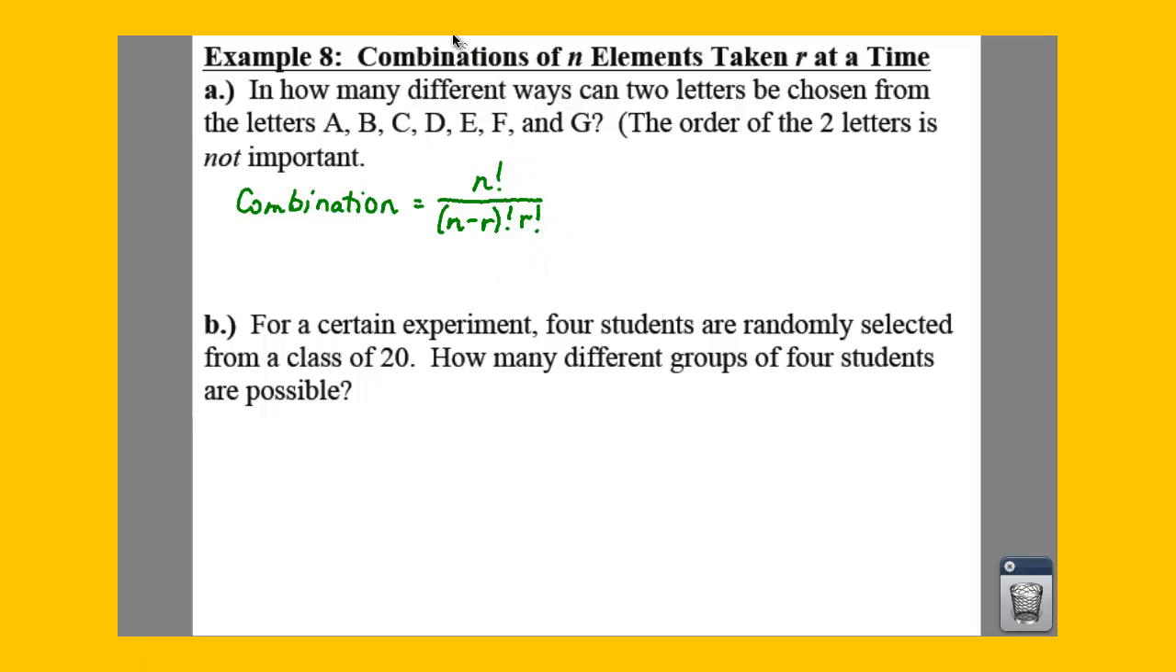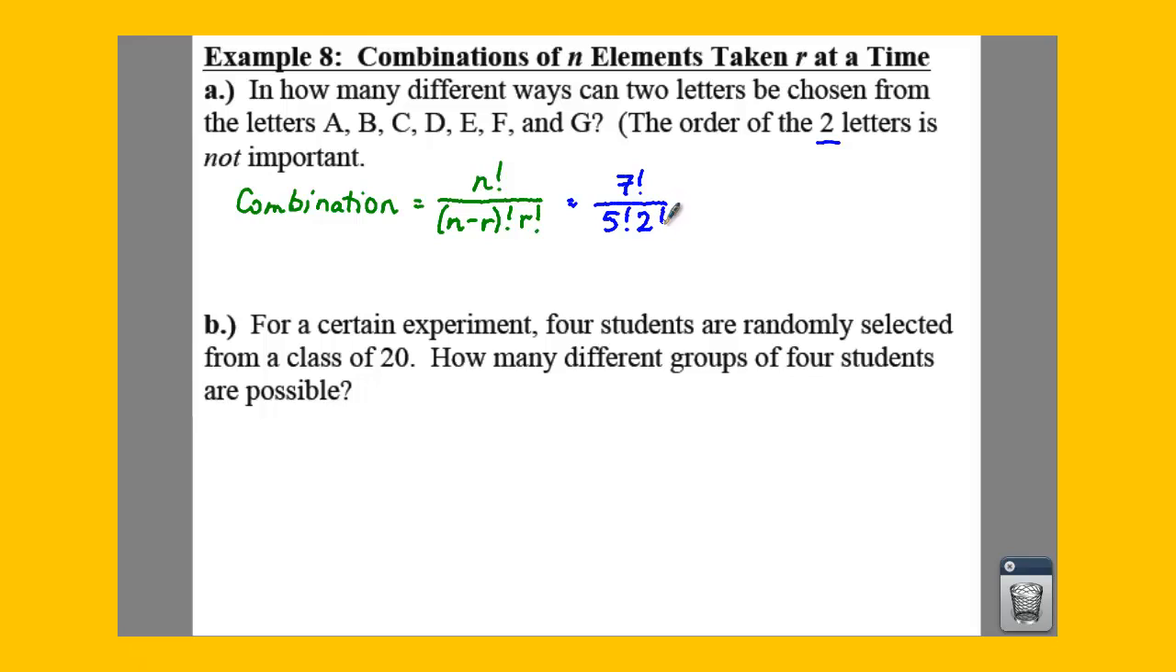So let's look at our numbers. Well, we have a total of 1, 2, 3, 4, 5, 6, 7 letters. So we're going to have a 7 factorial up top, all over, well, we're going to try to find the order of two letters. So we're going to say 7 minus 2 gives us a 5 factorial. That's n minus r, and then times your r factorial. Well, your r is how many you take at a time.